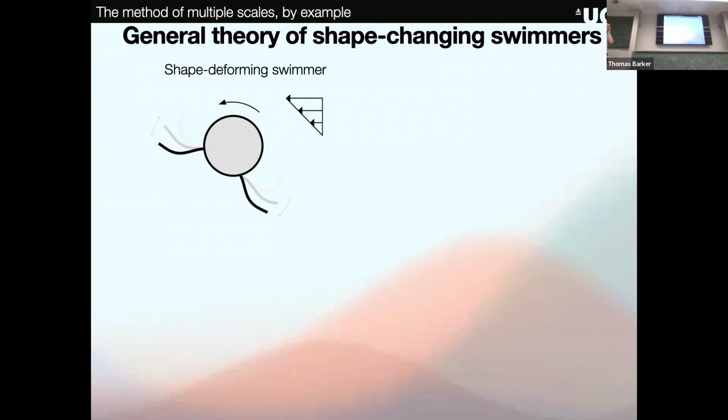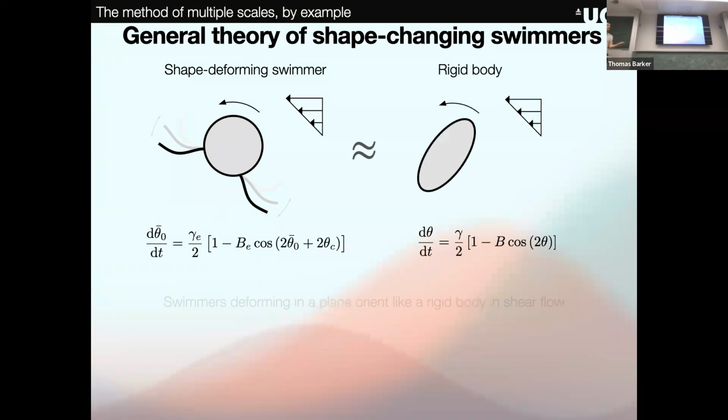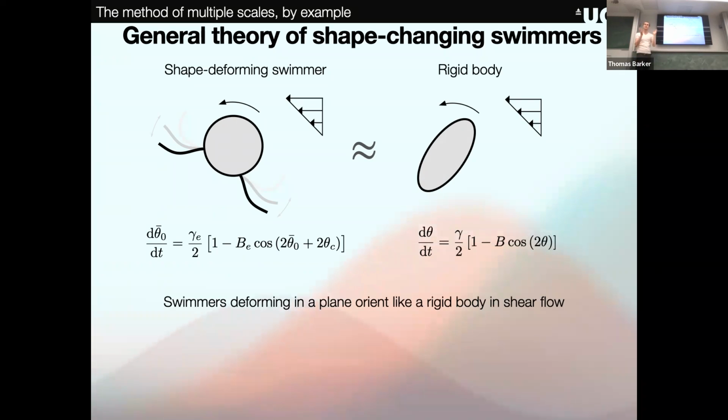If you do that and you put it in a shear flow, then as rigorously as this asymptotics can be, you can start from fundamental Stokes equations and show with this asymptotic analysis that the effective equations you get out for the orientation are just exactly the same as those that you would get if it was a rigid body of some effective shape, potentially with some bias as we had before. That's what this theta C is. So we were really surprised that this kind of fell out.